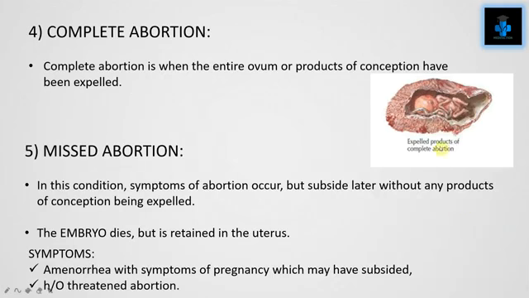Complete abortion. Complete abortion is when the entire ovum or products of conception have been expelled. The next type is missed abortion. In this condition, symptoms of abortion occur but subside later without any products of conception being expelled. The embryo dies but is retained in the uterus. For this, the symptoms are amenorrhea with symptoms of pregnancy which may have subsided. History of threatened abortion may also be a symptom.